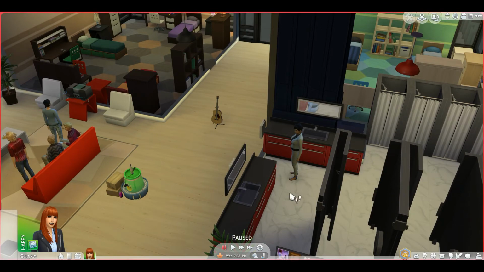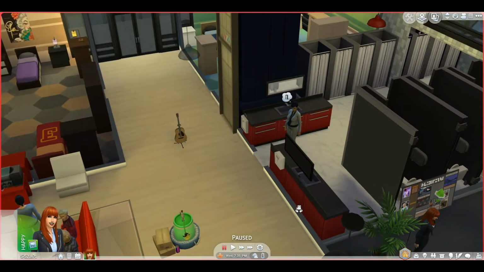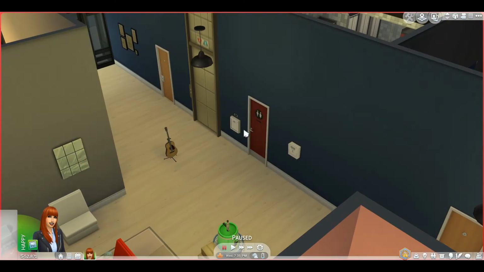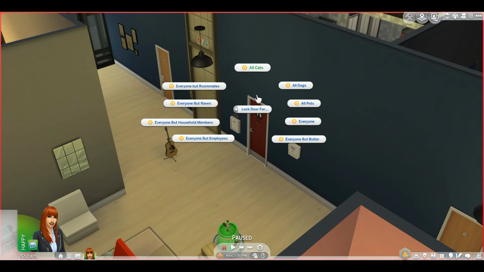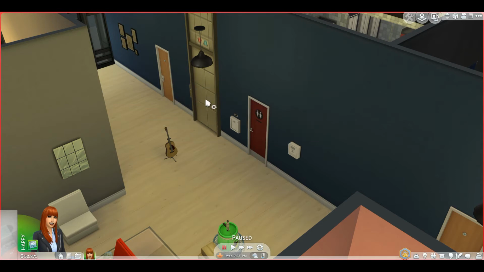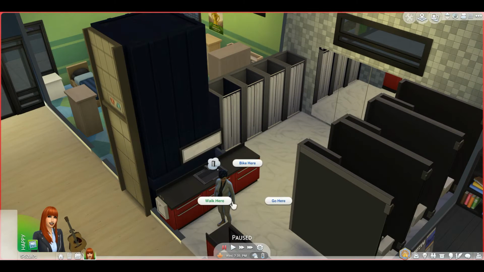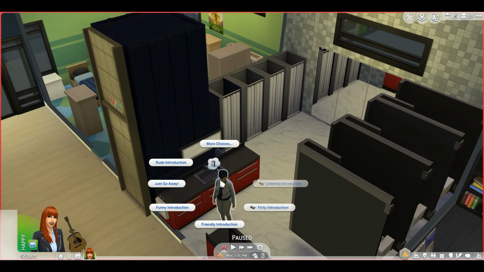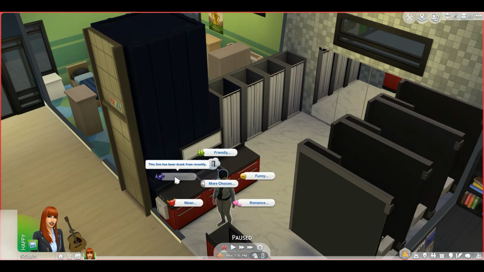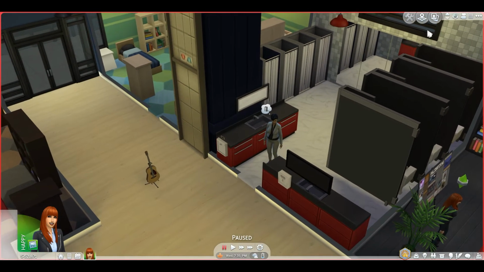Okay, she's done practicing presenting, which probably means we need a drink from someone. So, can we lock the door for everyone but Raven? Which traps that lady inside, so let's do this. Oh wait, we have drunk from her recently. Dang it.